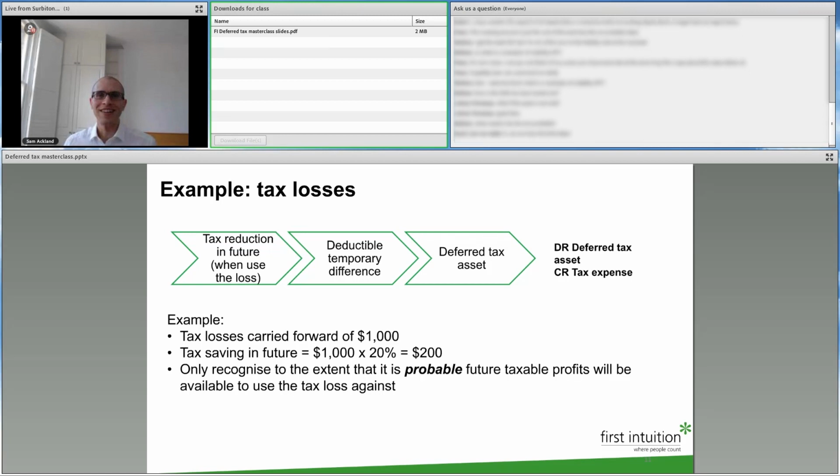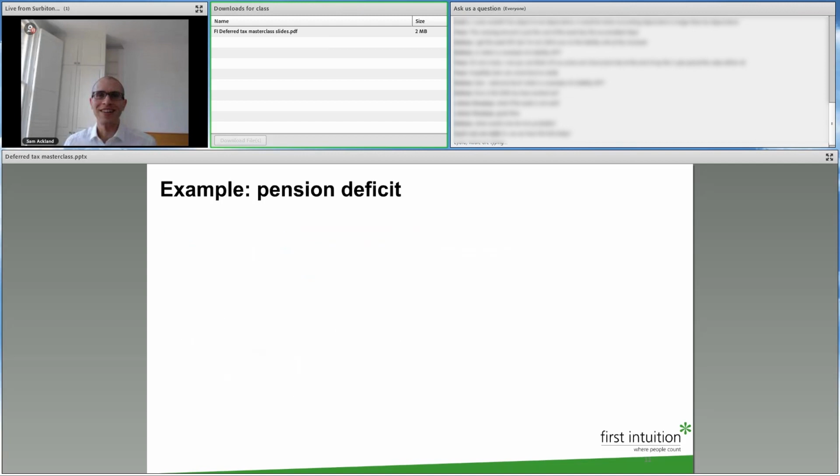Okay, when would tax be non-probable? Well, we're just saying that we need a decent budget from whoever's forecasting the tax position for the company. We need a budget that says that they are going to make probable future taxable profits. So there's a greater than 50% chance that they will use the tax losses.